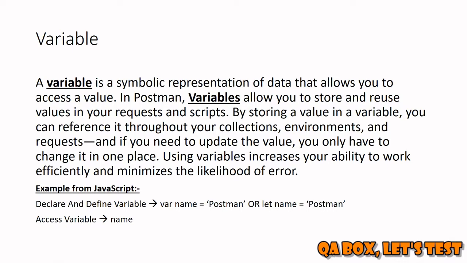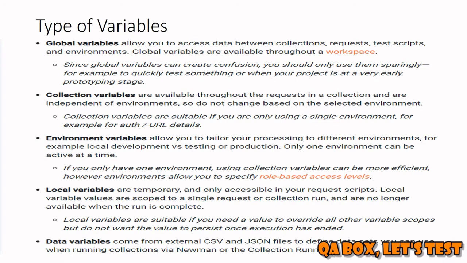Now, like I mentioned, there are five types of variables. Global variable: anytime you create a workspace, you can create global variables which are accessible to all the collections within that workspace. A collection is nothing but a set of requests, and inside requests you can write your test scripts. If you create a global variable, it is accessible to your collection, your requests, your test scripts, even to your environment.